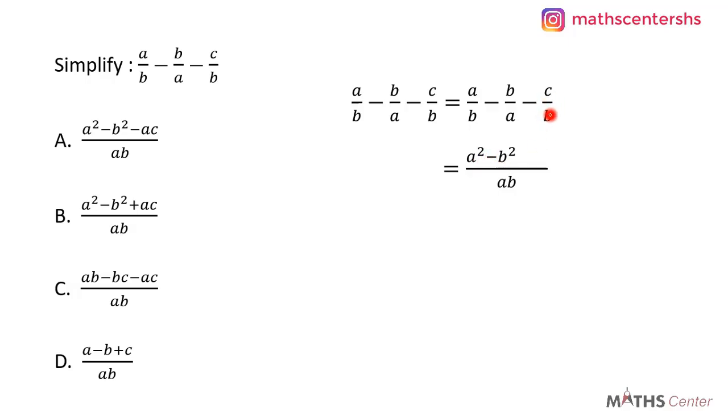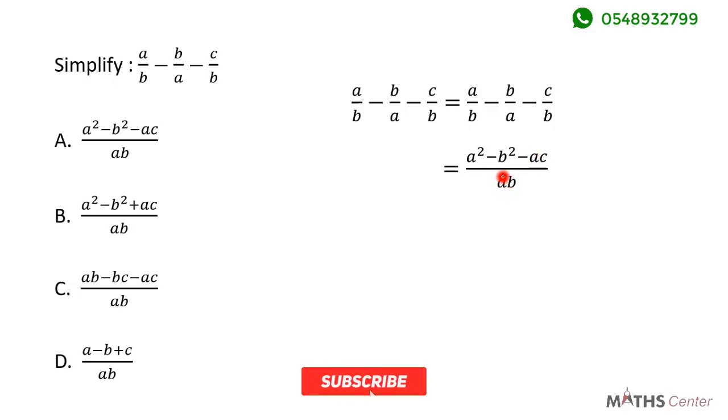For the third one, the denominator is B. AB divided by B will give us A. We use A to multiply the numerator, which is C. A times C will give us AC. We have a negative sign here, so don't forget to bring it. And so we are going to have A squared minus B squared minus AC, all divided by AB. When you look through the options given to us, you can see that the correct option is A.